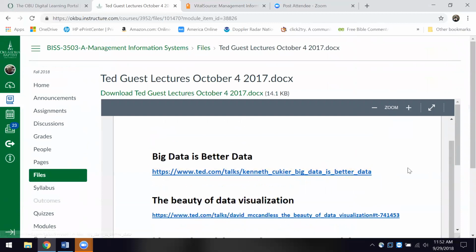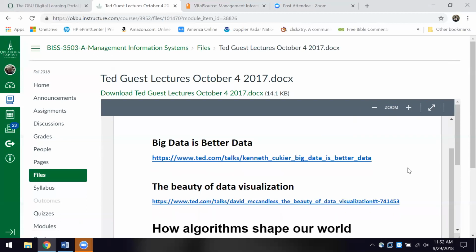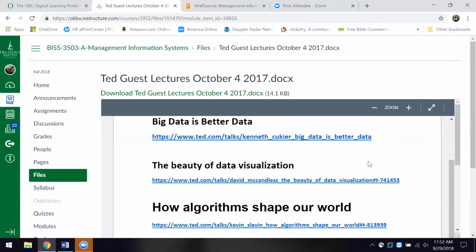This is a great discussion about big data, what they want to do for us, all this unstructured data that's out there. Then this is something very near and dear to my heart, the beauty of data visualization.